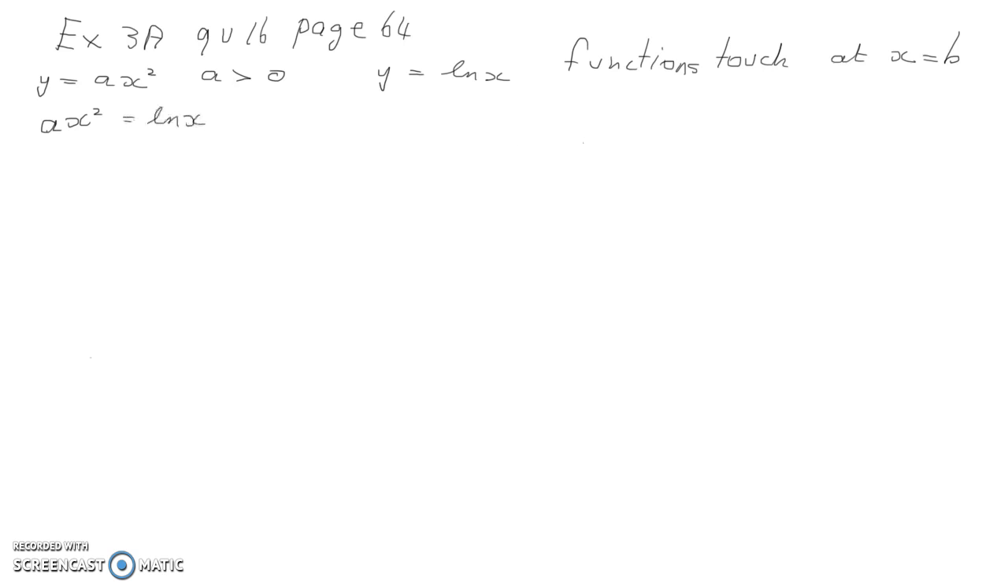And then the point of contact is when x equals b, so ab squared equals ln b. And if you reflect back, the question said show or explain why ab squared equals ln b. So ab squared equals ln b, common point of contact is the reason.